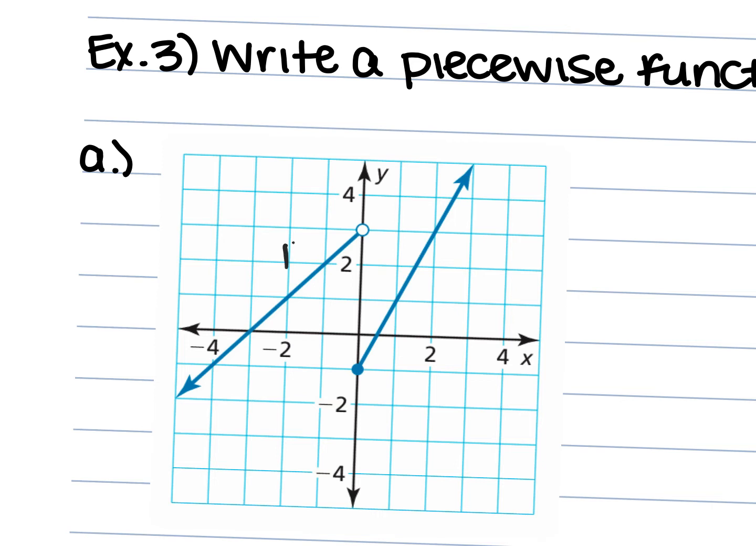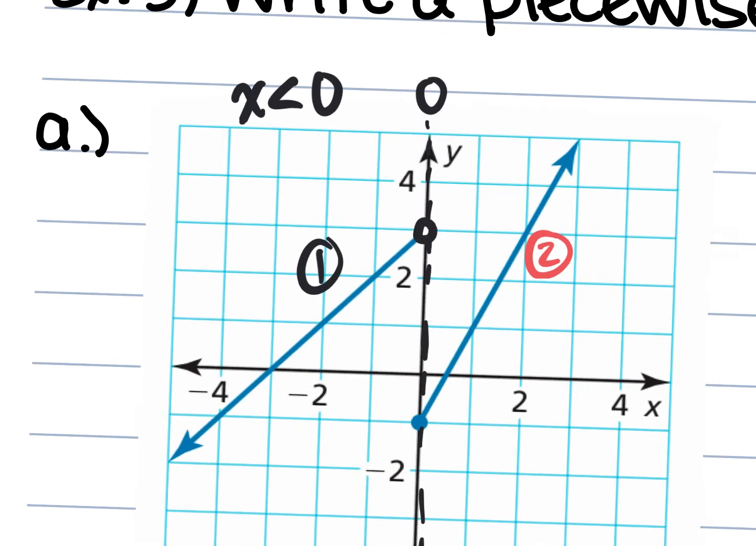So we have this first piece over here, we'll label it number 1, and this second piece over here. As you can see, they switch when x is equal to 0. Now, to the left of this graph, we'll use black for this one, it's when the x values are less than 0. We're not going to include 0 because there's an open circle in this first piece. So when x is less than 0, we've got this piece.